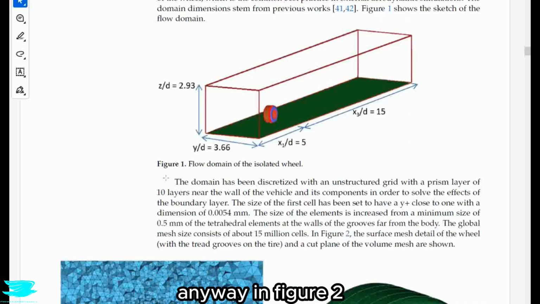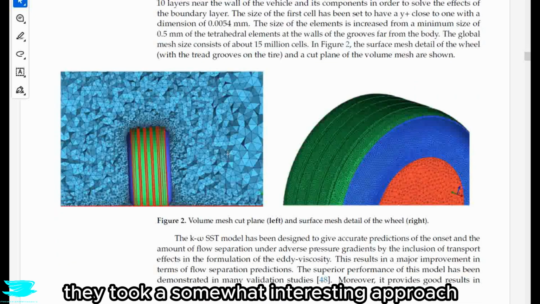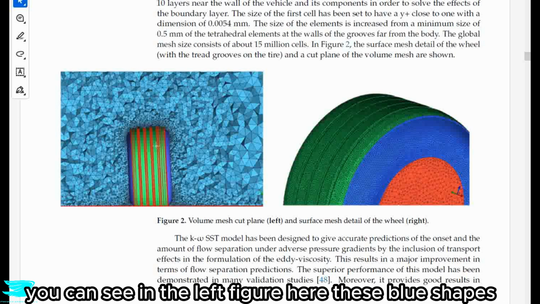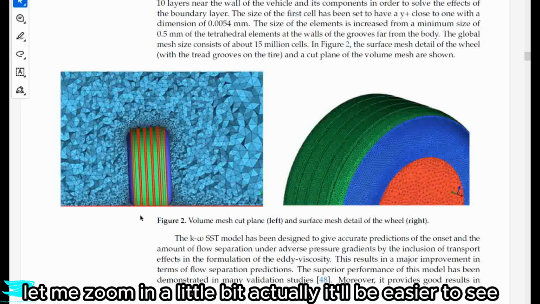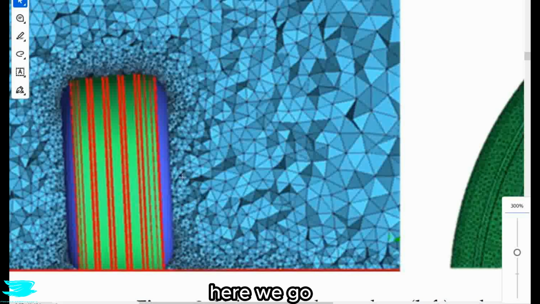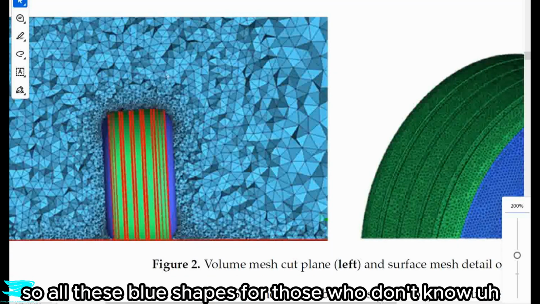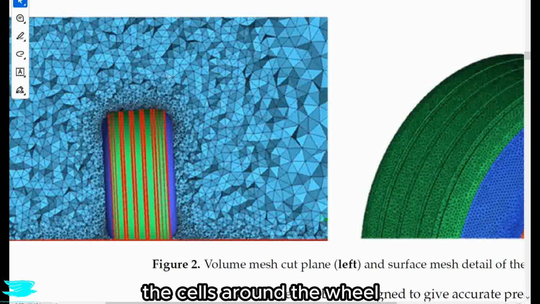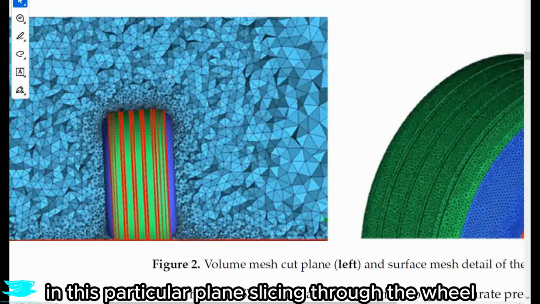Anyway, in figure 2, they took a somewhat interesting approach in that they use an unstructured mesh. You can see in the left figure here, these blue shapes. Let me zoom in a little bit, it'll be easier to see. Here we go. So all these blue shapes. For those of you who don't know, these blue shapes are actually the cells around the wheel in this particular plane slicing through the wheel.